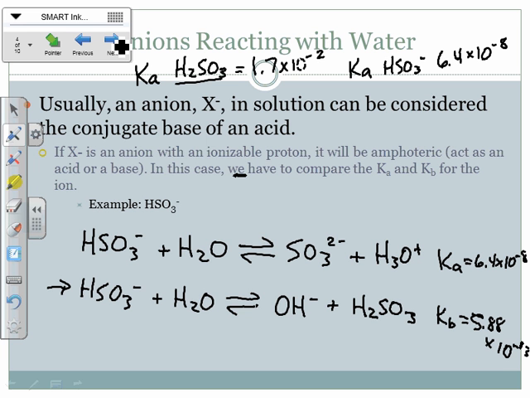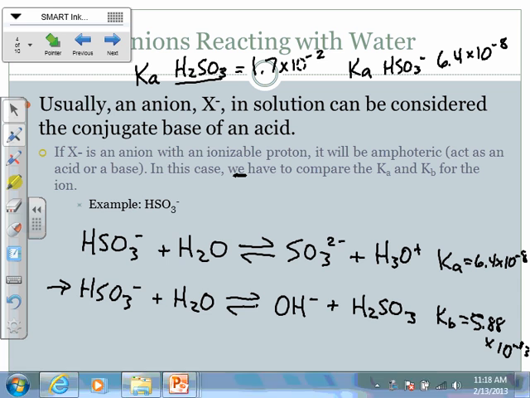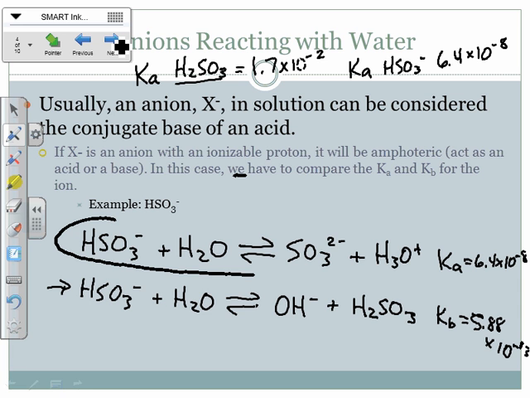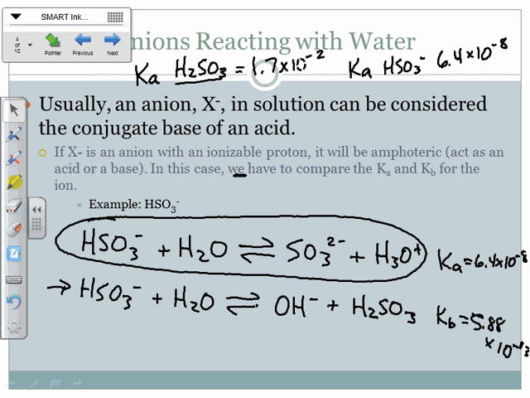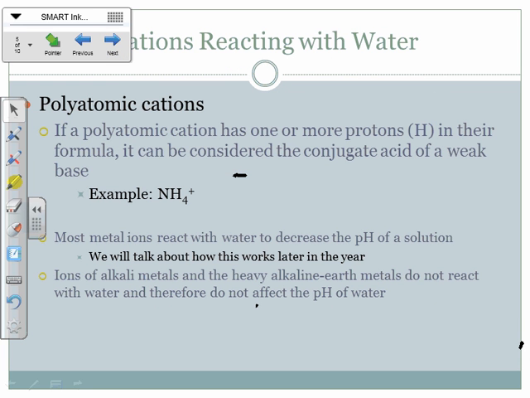Now, once we compare those two, notice that the Ka number is quite a bit bigger than the Kb number, which means that this one is going to happen quite a bit more often than the bottom one. So that means when you put the HSO3 minus into water, it's going to act like an acid more often than it acts like a base, so that's going to make an acidic solution. Alright, polyatomic cations.